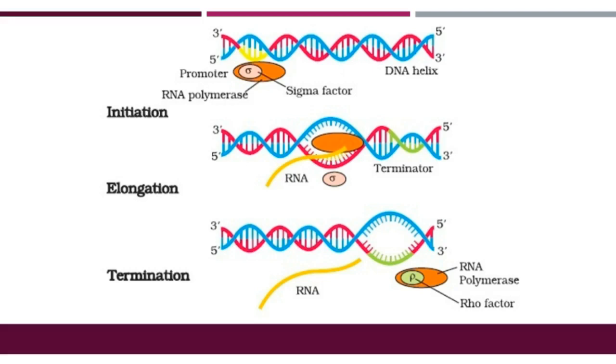The final step in transcription is termination, and this is when the RNA polymerase reaches the terminator in that sequence, and that section of DNA is going to signal to the RNA polymerase, hey, that's the end of the gene, and then the polymerase will release from the DNA double helix.